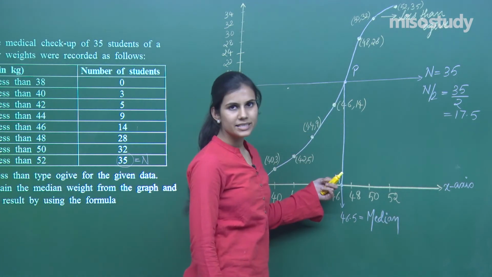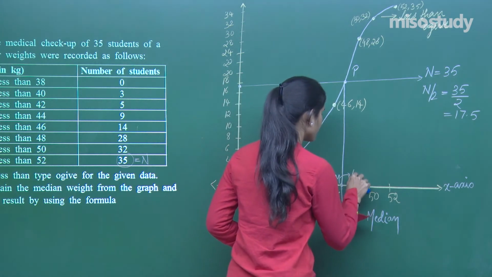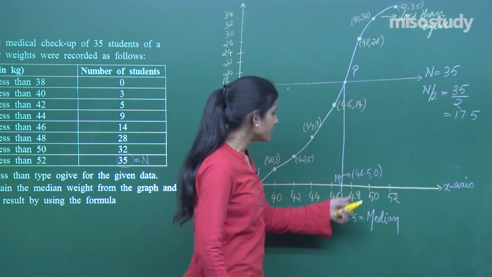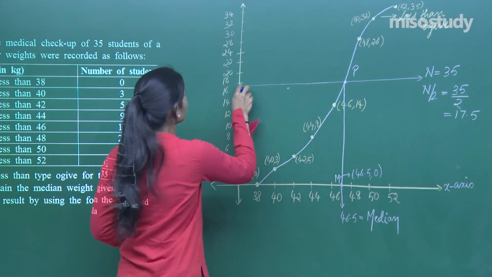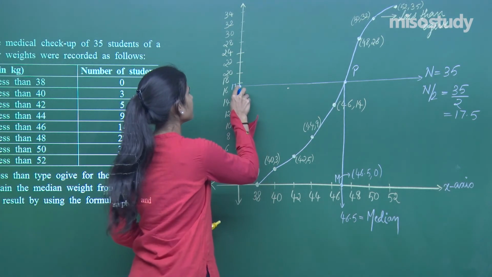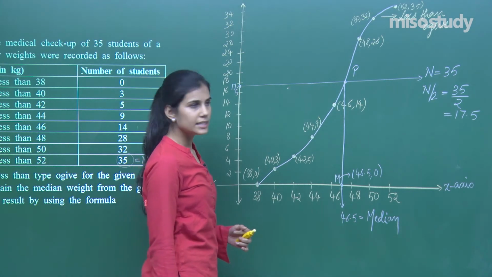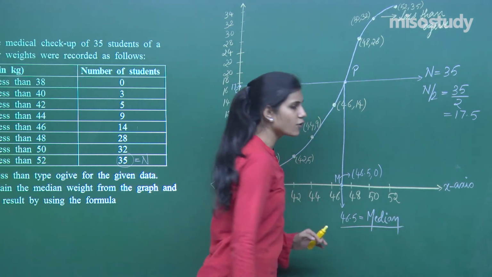Because point M is actually 46.5, 0. What is M? 46.5, 0, and 46.5 is the x coordinate of this M, and so this is the median. Your this point was 17.5. Clear? This is what the algorithm said. So from the ogive I am getting the median as 46.5.